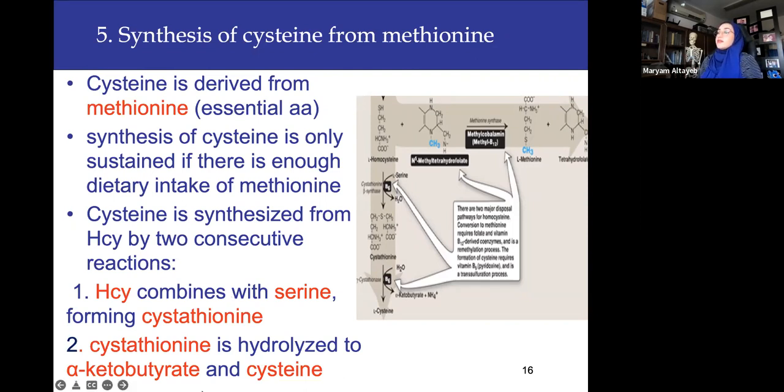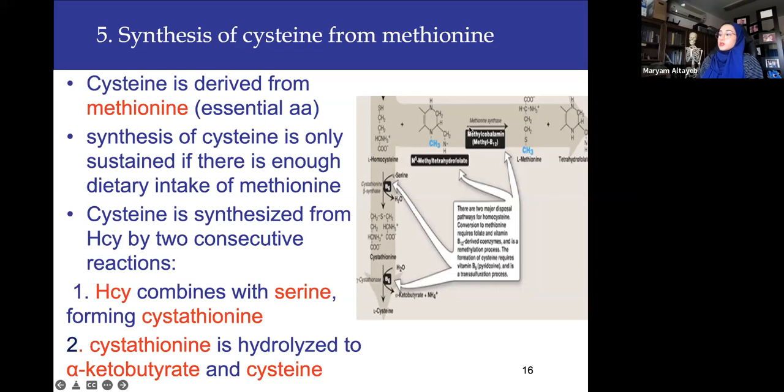And what happens is homocysteine is going to combine with serine and form cystathionine. And cystathionine is going to be hydrolyzed to alpha-ketobutyrate and cysteine. So this is what we're looking for, okay, our cysteine molecule. And alpha-ketobutyrate can be used in other intermediate processes in the body, okay? And again, this whole process is going to require your different vitamins. It's going to require vitamin B6 here and here, and here it's going to require vitamin B9. But again, we're going to talk about that a bit later.